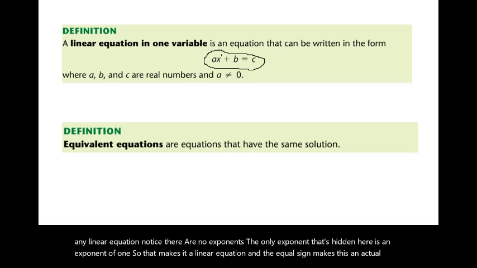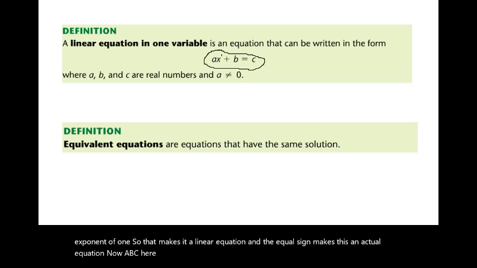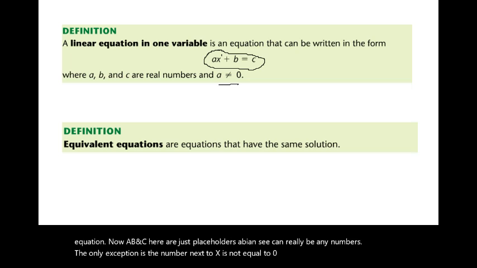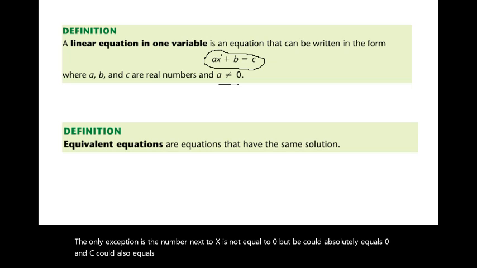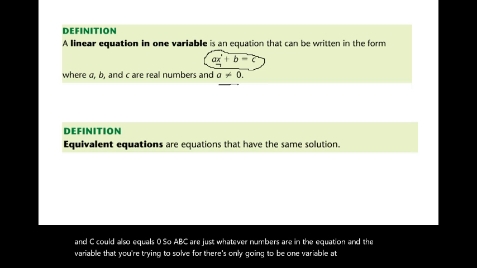Now, a, b, and c here are just placeholders. They can really be any numbers. The only exception is that a, the number next to x, is not equal to 0, but b could absolutely equal 0, and c could also equal 0. So a, b, and c are just whatever numbers are in the equation, and for the variable that you're trying to solve for, there's only going to be one variable at a time, at least right now.